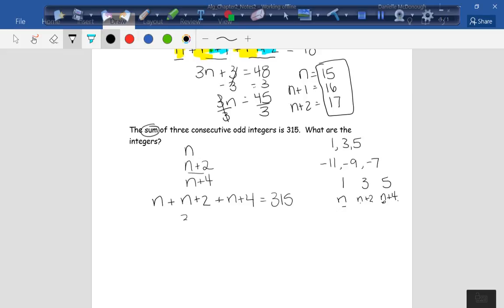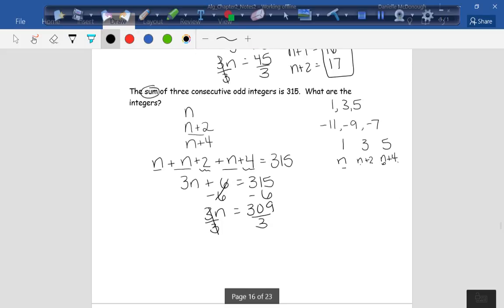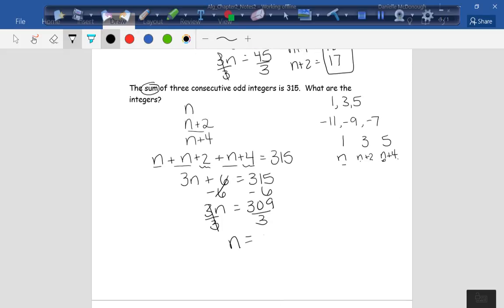We're going to combine our like terms. Well, we have 3 n's here, and then we have a positive 2 and a positive 4, so plus 6 is equal to 315. I'm going to subtract 6 on both sides. 3n is equal to 309. Divide by 3 on both sides. N is equal to 103. So n plus 2 is 105, and then n plus 4 would be 107. These would be my 3 consecutive odd integers.